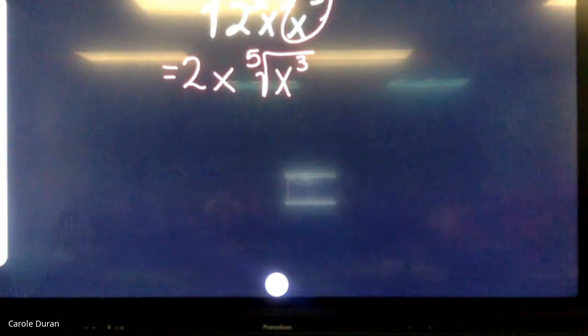Can you even break that down even more? No, because you can't take the 5th root of something to the 3rd power. It wouldn't be a whole number. So we could definitely do portions of x, but it wouldn't be fun.